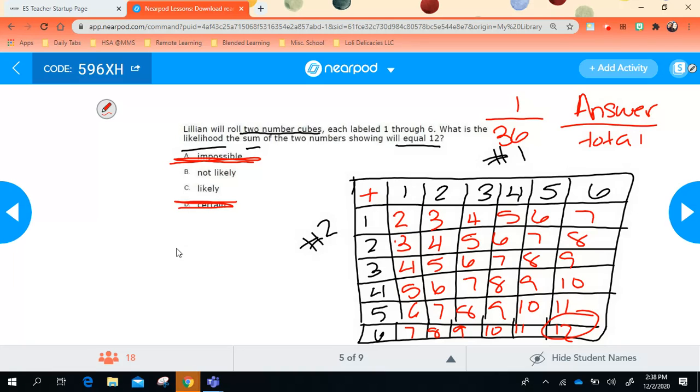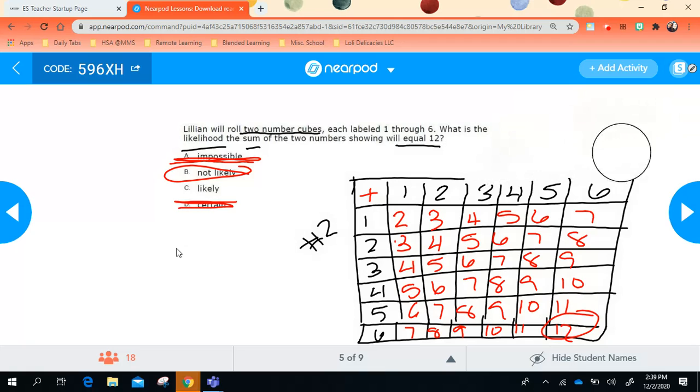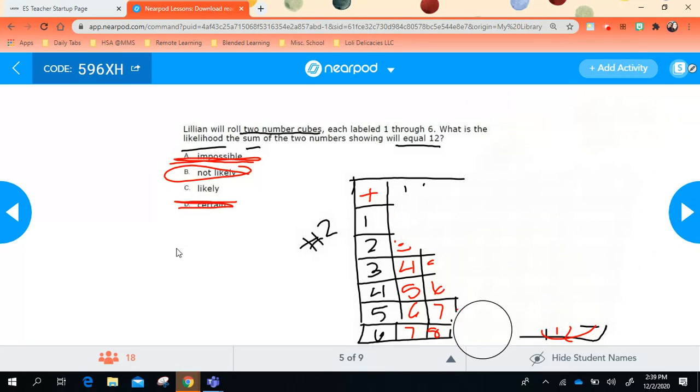Not likely. Not likely. So if I look at my chart, 1 over 36 would probably land somewhere over here. So it would be unlikely, and you should all have this chart. The only way it would be likely is if this top number was bigger. So if it was something around 25 or something like that, then it would fall into the likely range. So you do have to be careful with that. So let's go ahead and look at the next one.